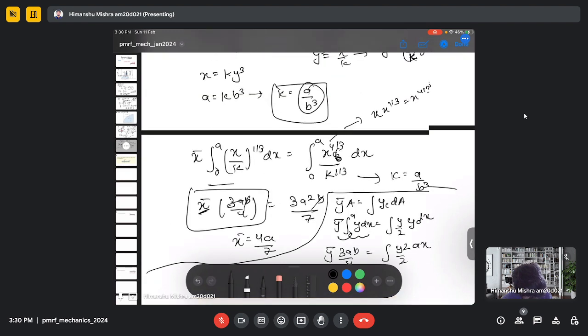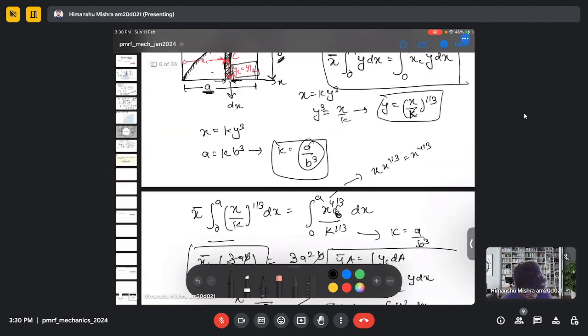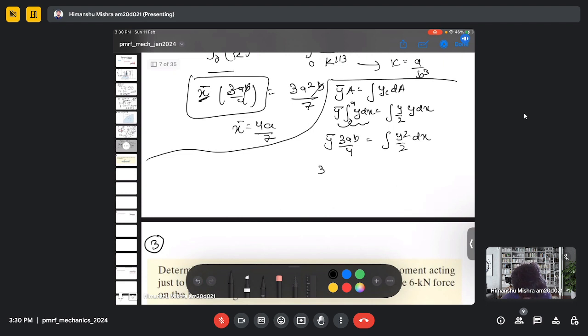And y is given as (x by k) to the power 1 by 3. So y square will be (x by k) to the power 2 by 3, to the power 2 by 3. So 3ab y bar by 4, and this is (x by k) cube 2 by 3 dx. So when you integrate it, you will get the y bar as 2 by 5 b.